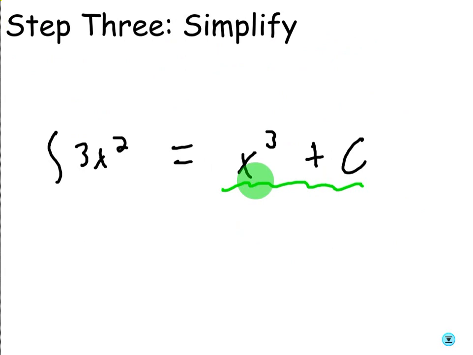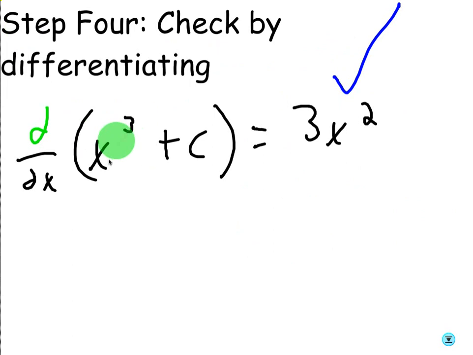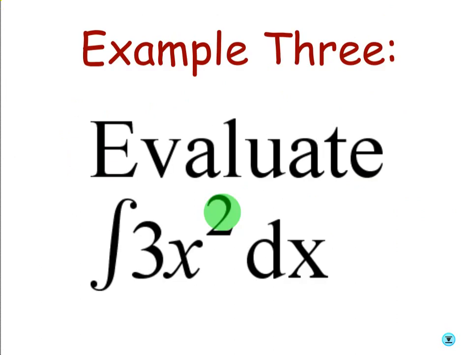Now you might be thinking, that's weird. We started out with 3x squared. How did we find the antiderivative to be x cubed plus c? Well, let's take the derivative and find out. Derivative of x cubed, we can move the 3 down, becomes 3x. Subtract 1 from the original power, becomes 3x squared. Guess what? That's what we started with, and that confirms that indeed it works.